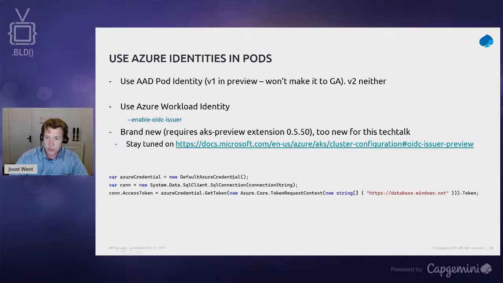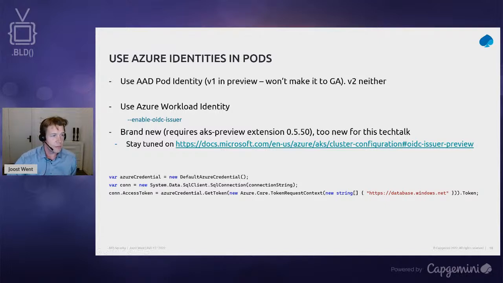If this is all done, then you can achieve the situation in the bottom where you have a default Azure credential, a default connection string that uses integrated authentication, and using the Azure credential token, you'll have impersonated yourself to an Azure identity.